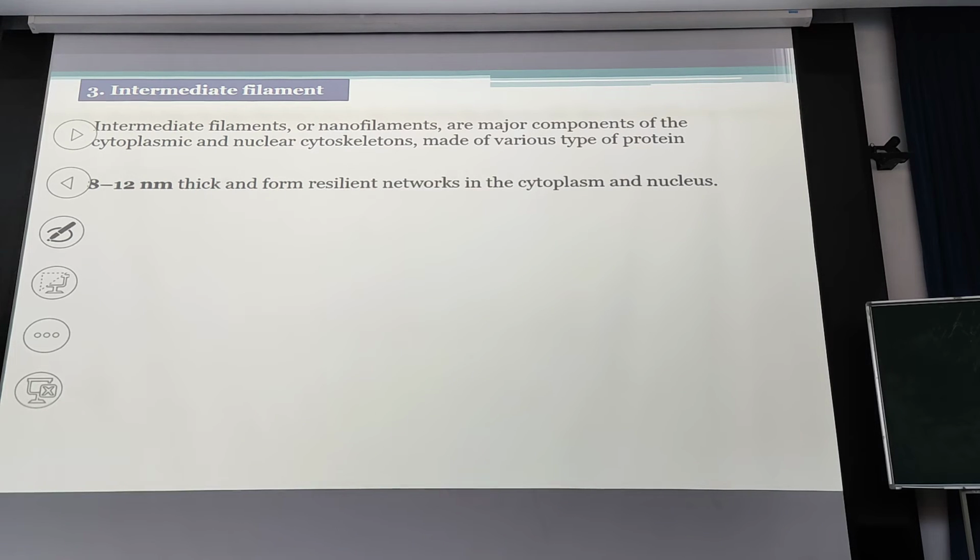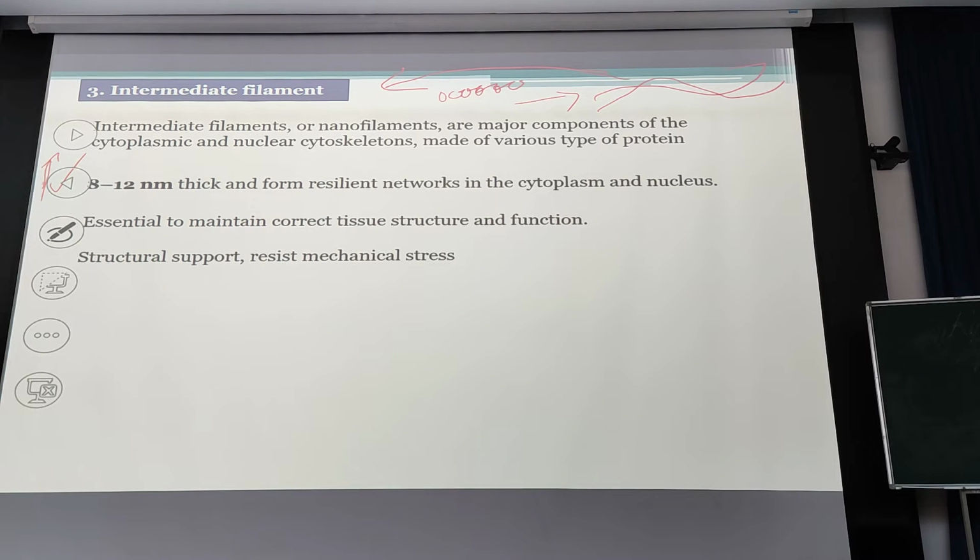And again, they make 2 strings, and then these 2 strings twist together to make intermediate filaments. They have a diameter from 8 to 12 nanometers. It's essential to maintain the core tissue structure and functions, and their structure helps resist mechanical stress. Defective intermediate filaments cause many human diseases. So they are very important parts of the cytoskeleton, but we still know little about them.